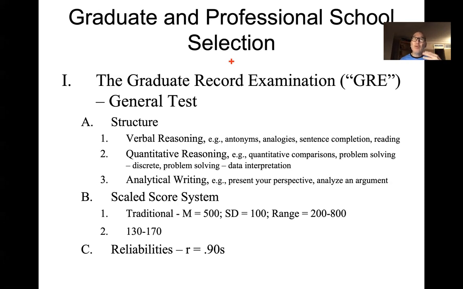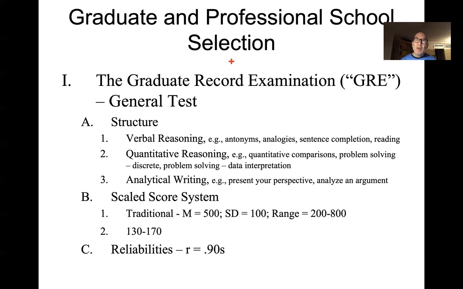As with the SAT, there's a writing component, and there are two writing tasks. One is an argument format, where you have to take a position and support that position. The other is a general narrative on a point or an issue. The scaled score system is similar to the SAT, with a mean of 500 and standard deviation of 100 traditionally.